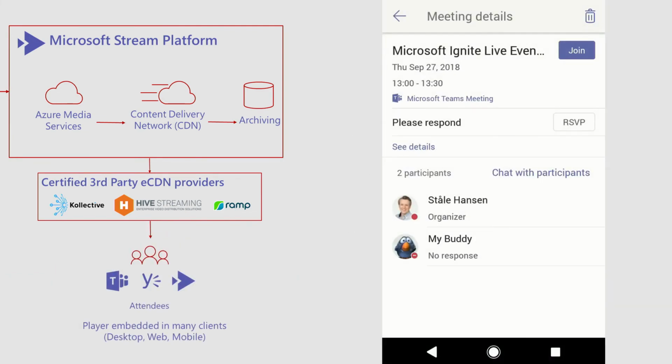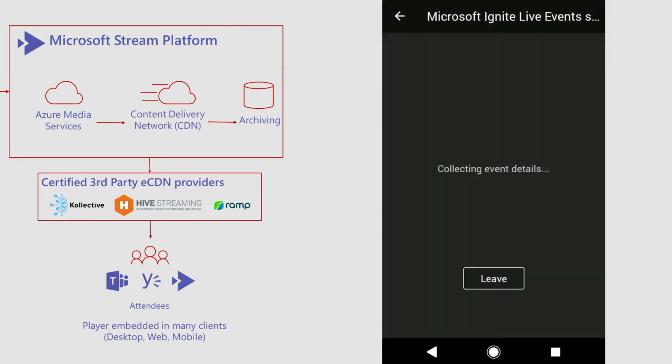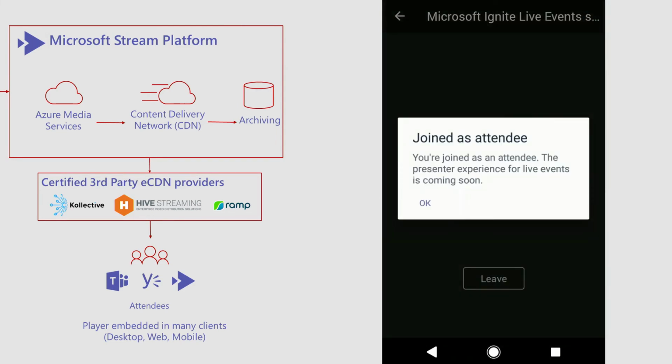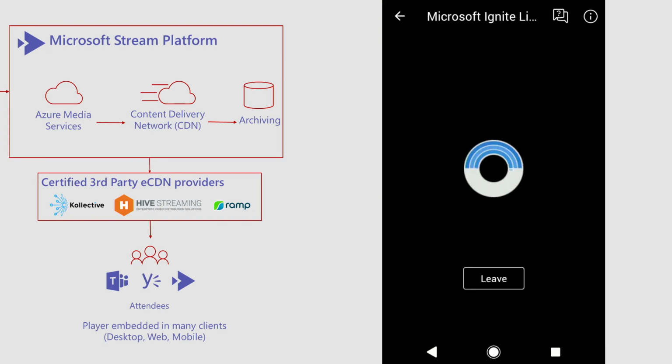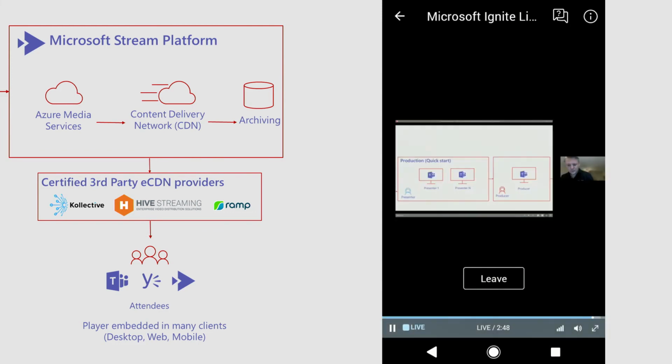So here's the experience joining as an anonymous user. You click the join button, you see the meeting in your Teams device, and you will see that it will join, and you can leave at any time, and the meeting is consumed within the native mobile platform. As I said, as an anonymous user, you just need to be signed in to a Teams account.